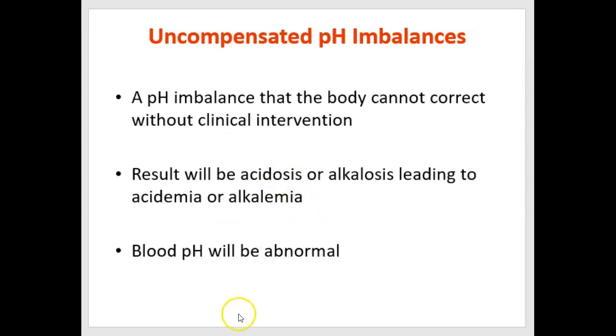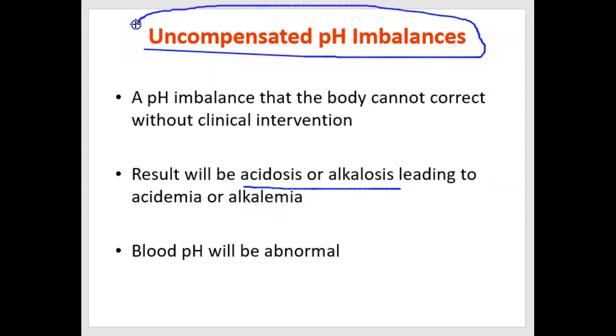And if they are not corrected by either the chemical buffers, the respiratory system, and/or the urinary system, without clinical intervention, this is what you're going to get, acidosis or alkalosis. So we call this uncompensated. The body's not compensating for the loss of either acid or base. And so your blood pH will be really abnormal.